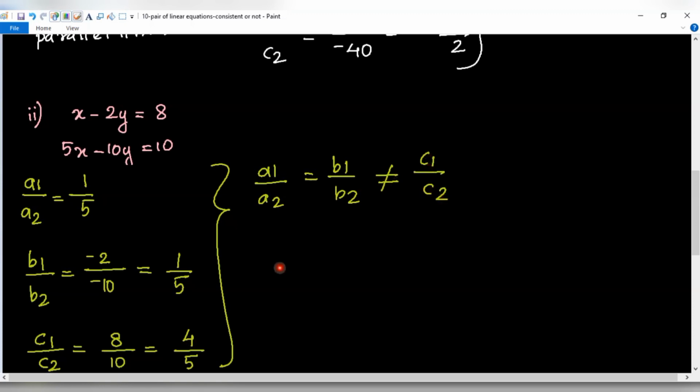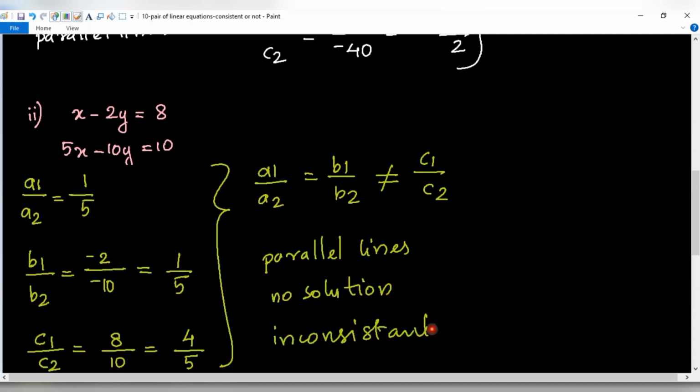Okay, this is also parallel lines, right? The condition to get the parallel line. Parallel lines means they will never meet at all. So no solution is there for the system. No solution, and so it is inconsistent. Inconsistent. Now let us move to the third question.